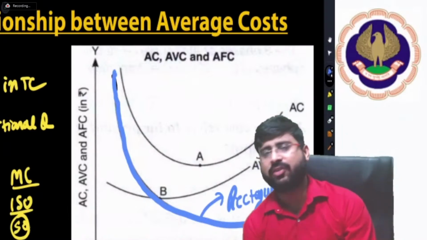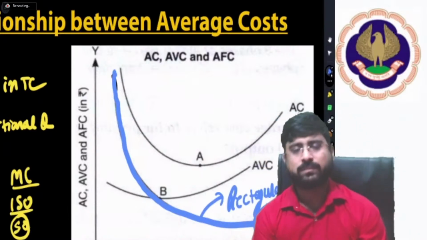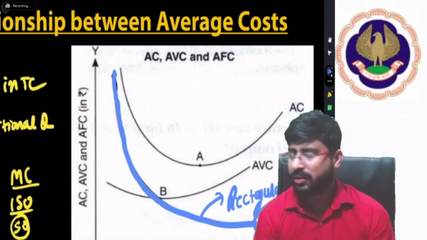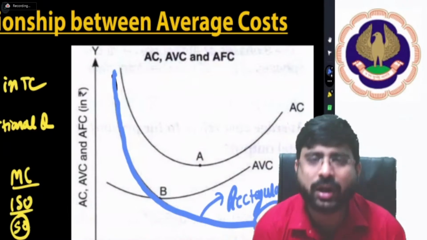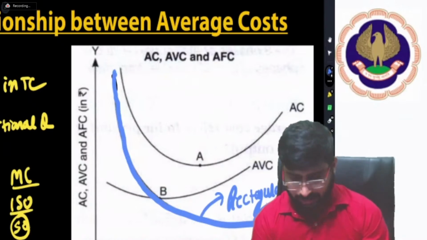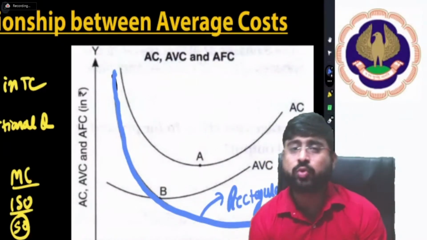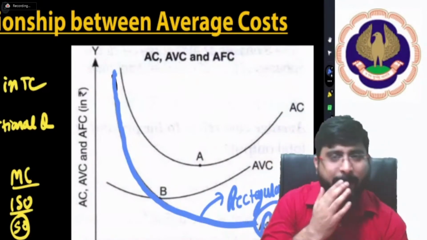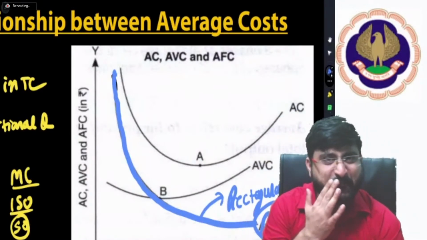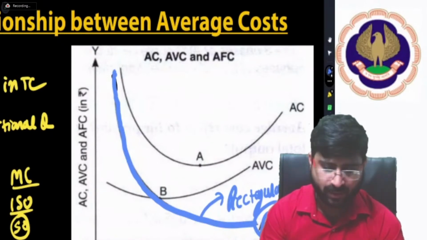I hope it's crystal clear, friends. The shape of average fixed cost is rectangular hyperbola. Correct, because AFC is constantly falling. Got it, sir.